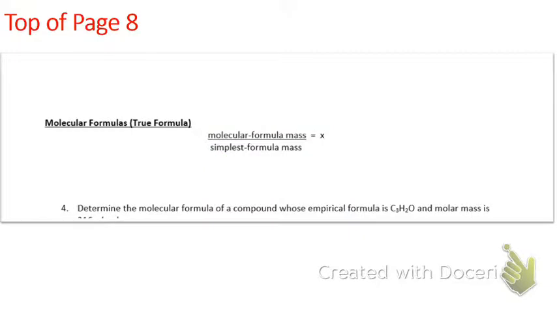So first off, it says simplest formula mass, but remember, empirical formulas are the simplest formula, the most reduced formula for a compound. So all we're doing here is comparing the molecular formula, how much the real molecule weighs compared to the simplest formula, and we're getting this number X out of it. And what I think of this X is our molecular multiplier.